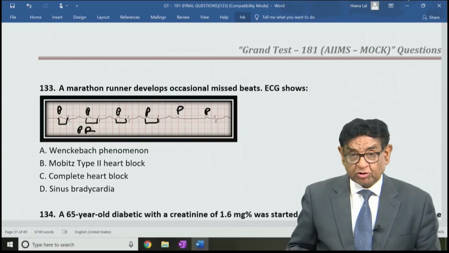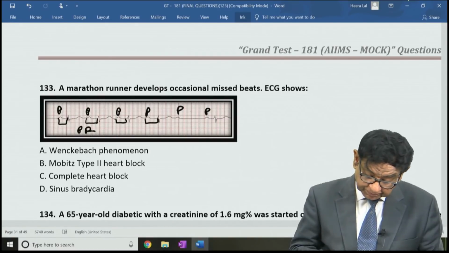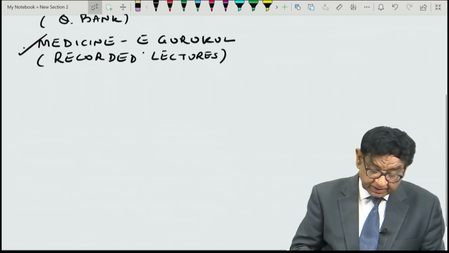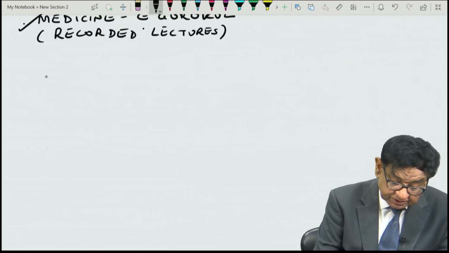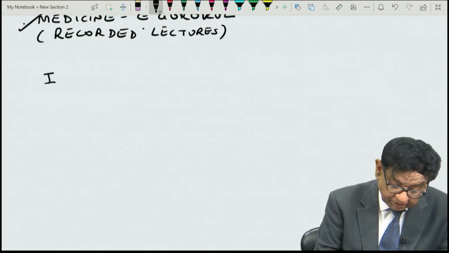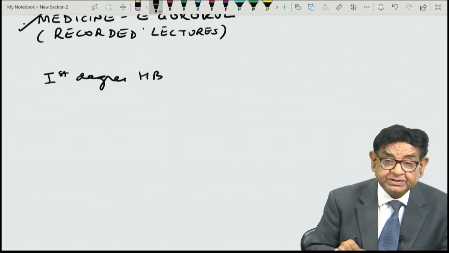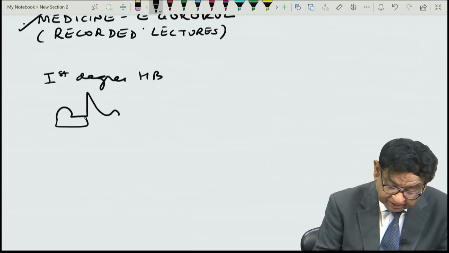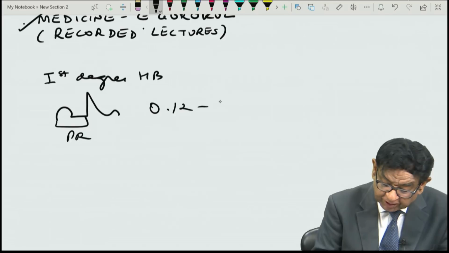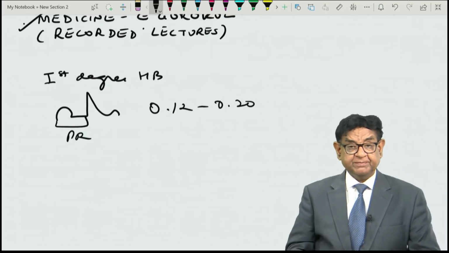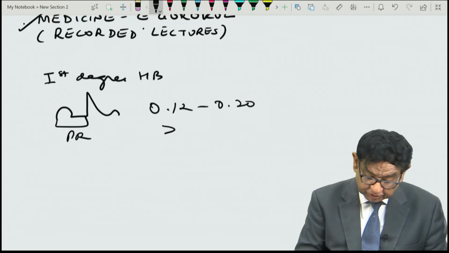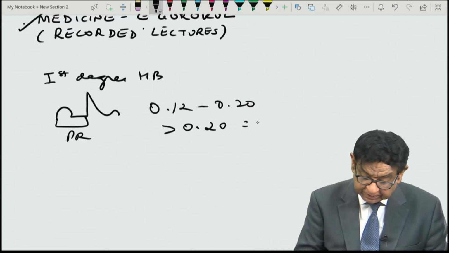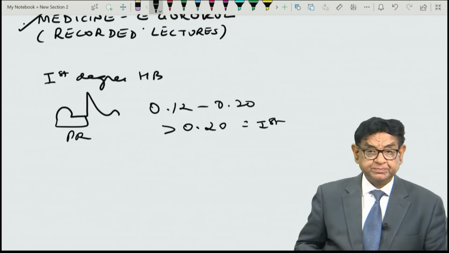So let's talk more about heart blocks. Well, in heart blocks, we have first degree heart block. What is this? This is a normal recording. And this is the PR interval. The normal PR interval is between 0.12 to 0.20 second. And if the PR interval becomes more than 0.20 second, that is first degree heart block.